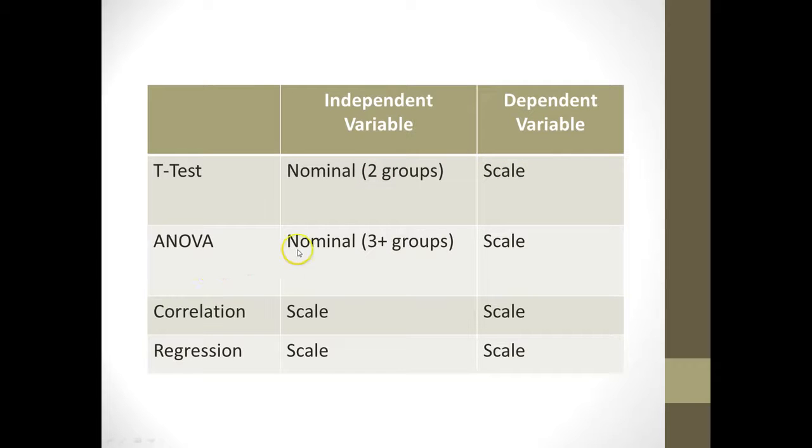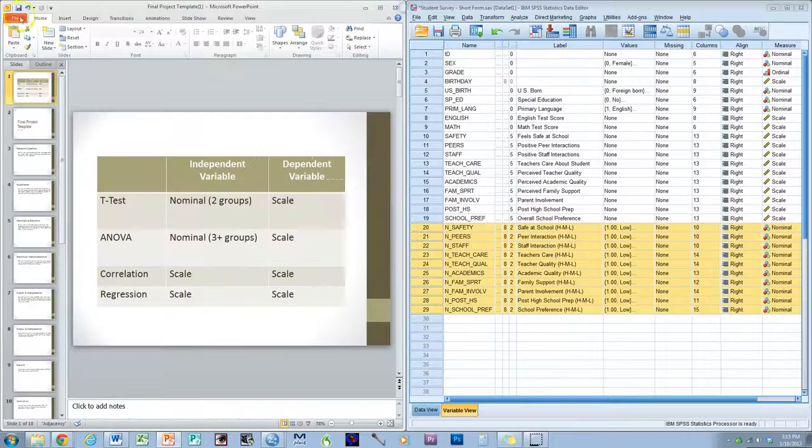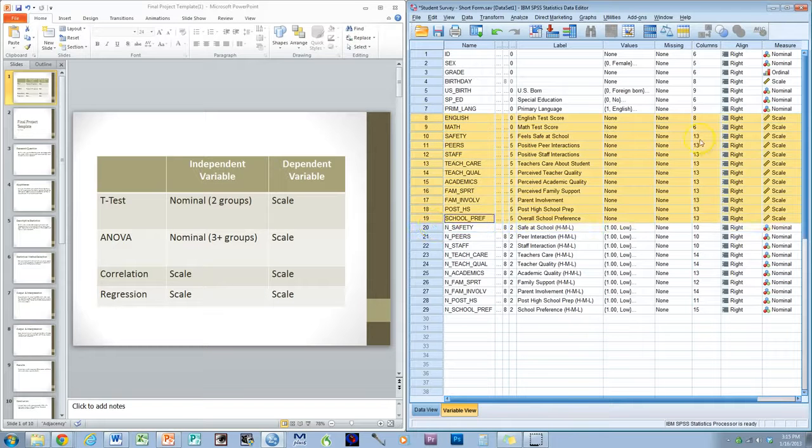For an ANOVA, that means there's more than 2 nominal groups. Dependent variable is scale. A correlation has a scale independent variable and a scale dependent variable, as does regression. So correlation and regression really mathematically do the same thing, but regression puts it into sort of a predictive environment. It indicates that you're trying to predict one from the other, or maybe suggest more of a causal relationship. So that being said, your dependent variable wouldn't be birthday, it's got to be one of these, right? So one of these has to be your dependent variable because those are the only scale.